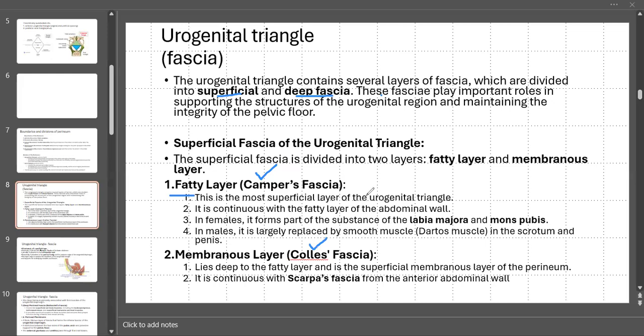What we have to memorize is that the fatty layer is continuous with the fatty layer of the abdominal wall. This is the most important point, and it also forms the bulk of the labia majora and mons pubis. And guys, the membranous layer lies deep to the fatty layer, and it is the superficial membranous layer of the perineum, and it is continuous with Scarpa's fascia of the anterior abdominal wall. Okay, this is all about the superficial layer. And now we will talk about the deep layer.